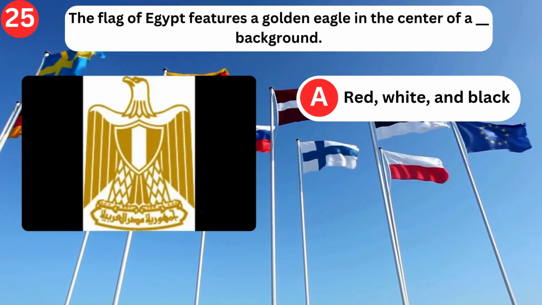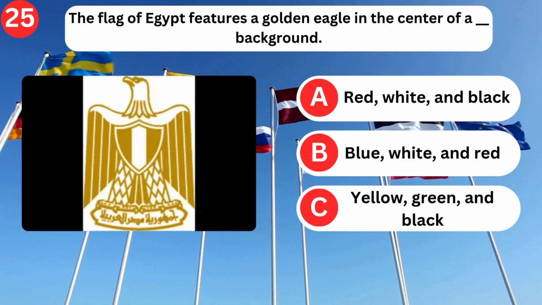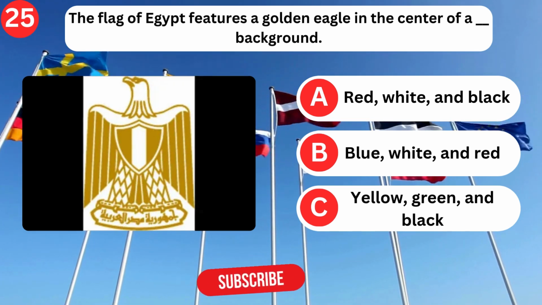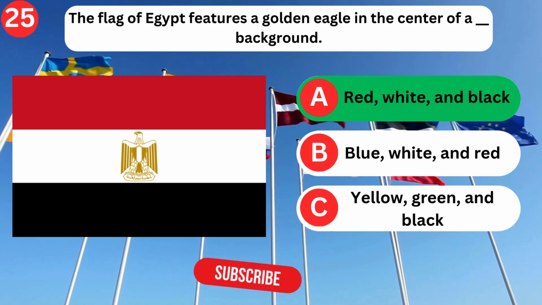The flag of Egypt features a golden eagle in the center of a background: red, white, and black, blue, white, and red, yellow, green, and black, red, white, and black.